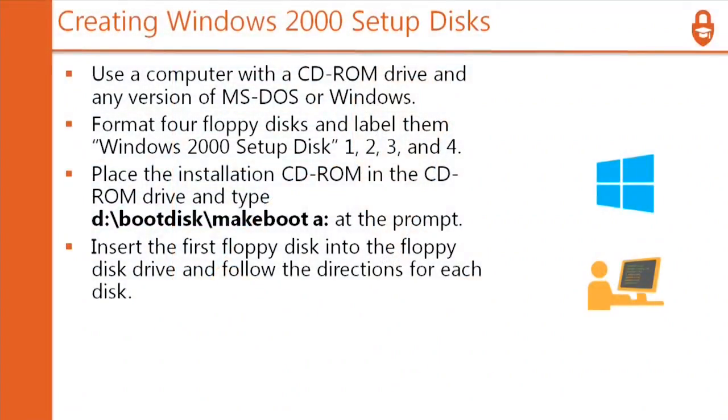Creating Windows 2000 setup disks. Use a computer with a CD-ROM and any version of MS-DOS or Windows. Format 4 floppy disks and label them Windows 2000 setup disk 1 through 4. Place the installation CD in the CD-ROM drive, and then you want to type this command, makeboot a: at the prompt. Insert the first floppy disk into the floppy drive and follow the directions for each disk.